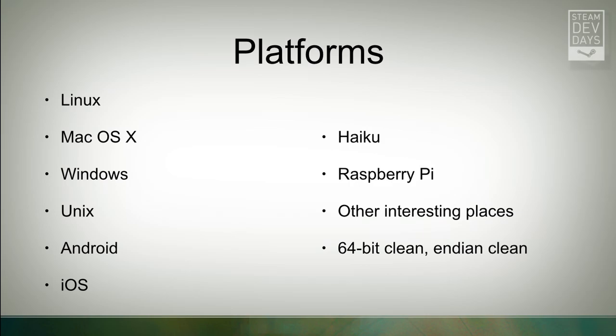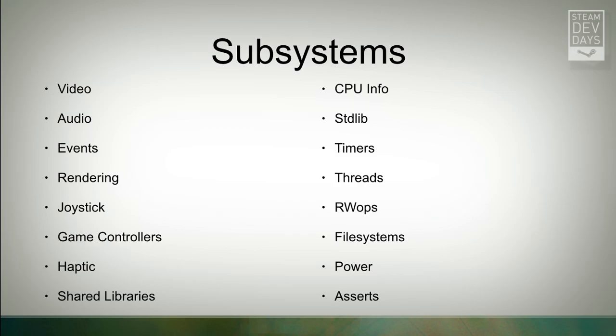Other interesting places, it pops up in places as new ports show up, we take them in, and it's good. And it's 64-bit clean, it's Endian clean. You can probably get to a new platform fairly easily. It has a lot of subsystems. Now, for SDL 1.2, this slide was 8 bullets. This one is 16.